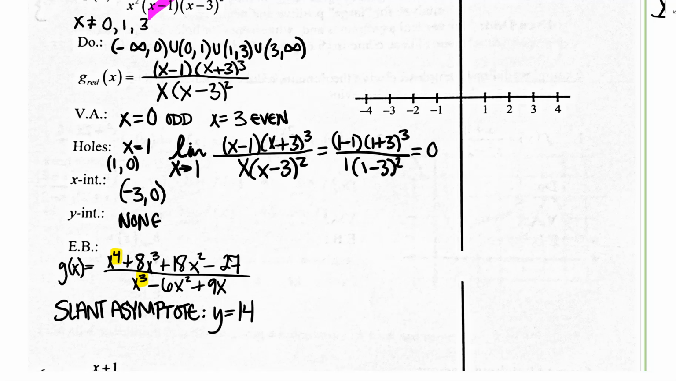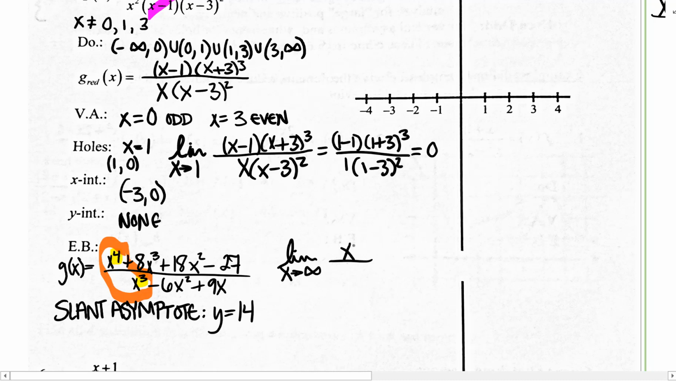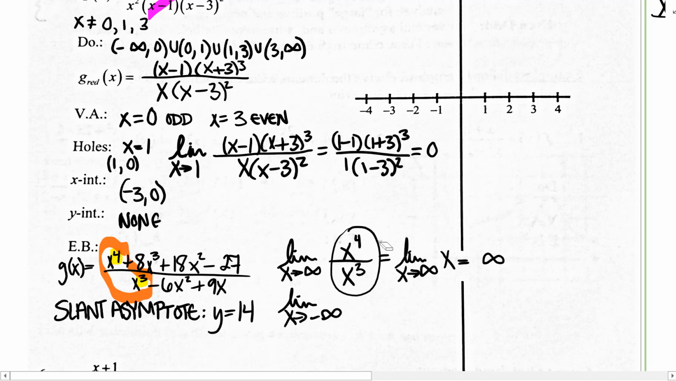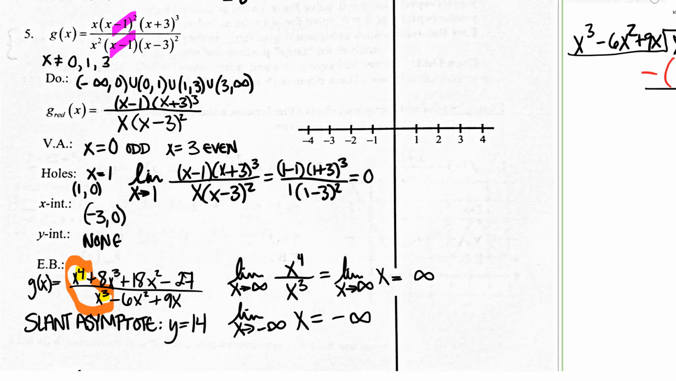So in order to find the end behavior, I'm going to evaluate the limit as x approaches infinity. Now, remember that we really only care about the term of highest degree in the numerator and the term of highest degree in the denominator when we are evaluating limits at infinity. This would reduce to be x. The limit of x as x approaches infinity would simply be infinity. The other way, the limit as x approaches negative infinity of this, which reduces to be x, is simply negative infinity.